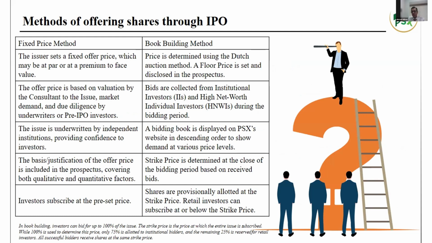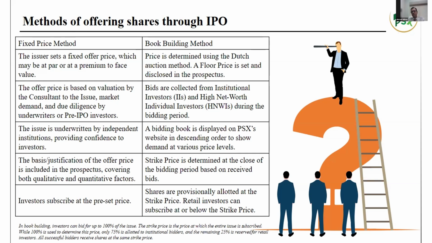The issue is underwritten. It has to be underwritten by independent institutions, providing confidence to investors. And the basis justification of this is included in the prospectus. As I've told you, it's a disclosure-based prospectus, by behavior model, and investors subscribe at the preset price. Now, what is book building?